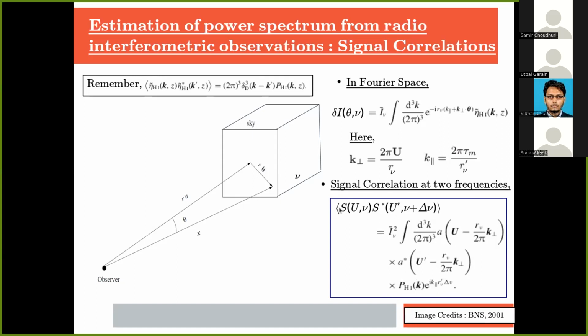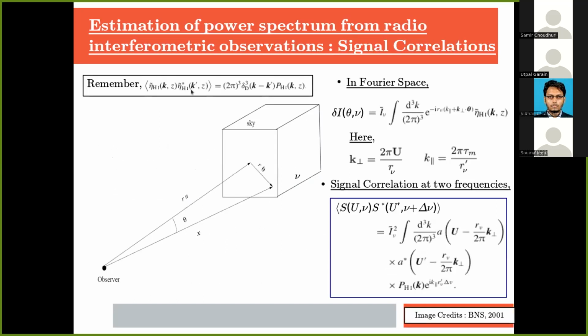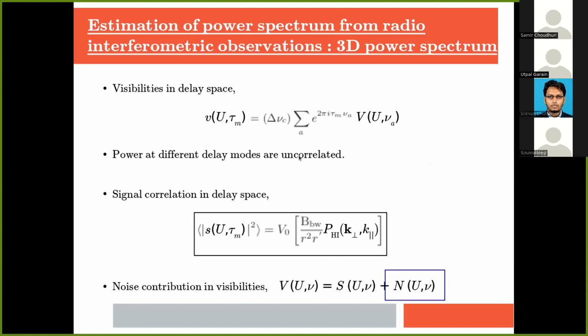Another way to do it is, so we have u in Fourier space. So we first Fourier transform to go from nu to the tau space, right? And then correlate to get the power spectrum. Which is what is shown here. So we go to the u-tau space by taking a Fourier transform along the frequency, and because of this delta function over here, at different tau modes the power is uncorrelated.